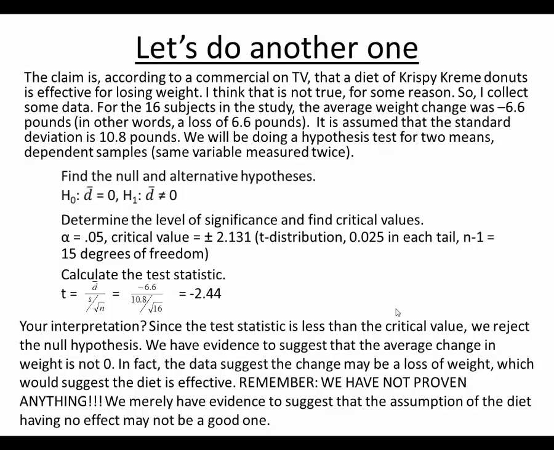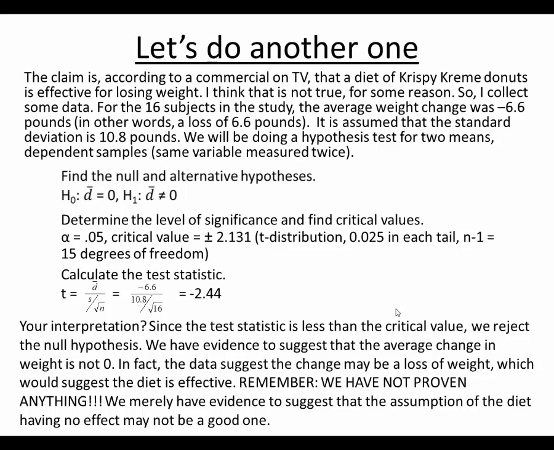And so since the test statistic is less than the lower critical value, we'll reject the null hypothesis. We have evidence to suggest that the average change in weight is not, in fact, 0. And it seems as if the average difference is a loss. So this would suggest that the diet is effective. And again, we haven't proven that the diet is effective. We merely have evidence to suggest that the assumption of the diet having no effect may not be a good one.